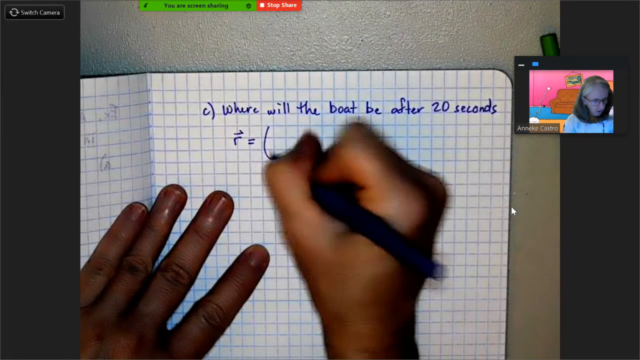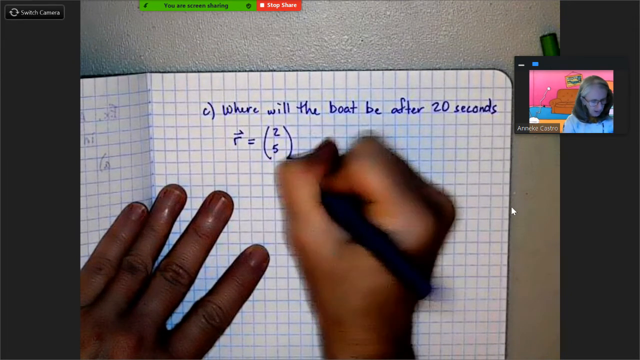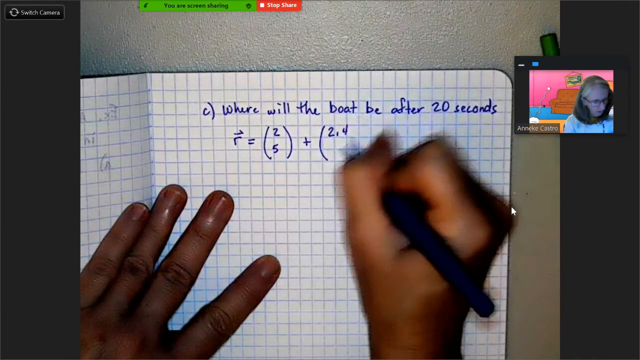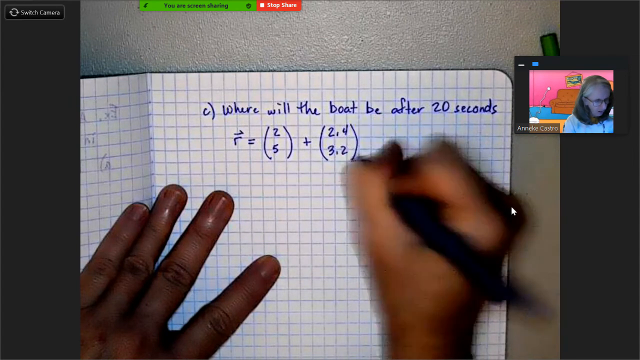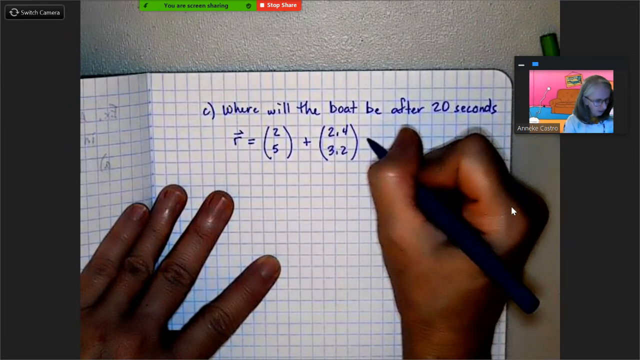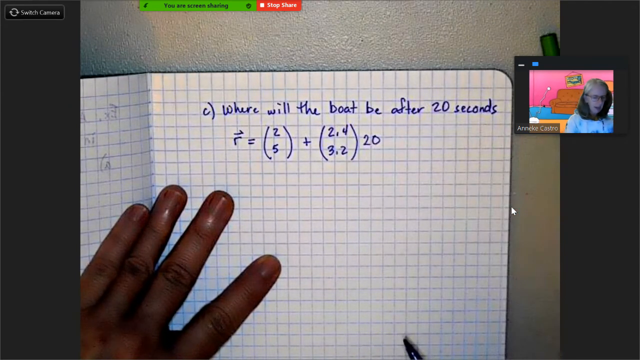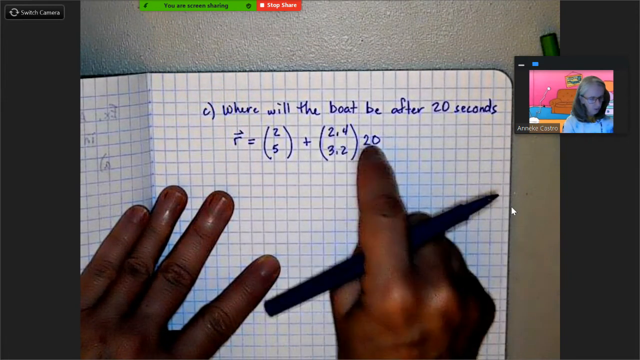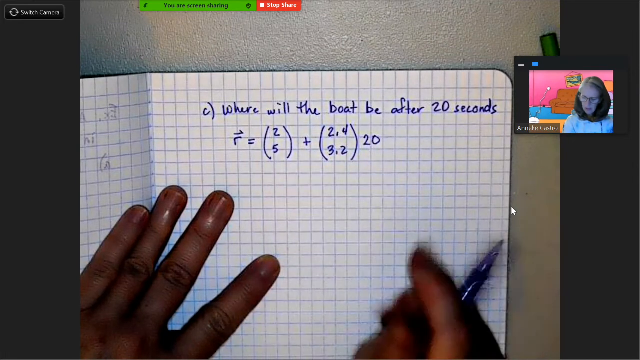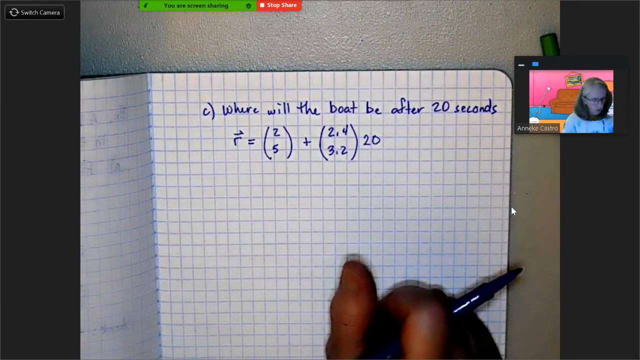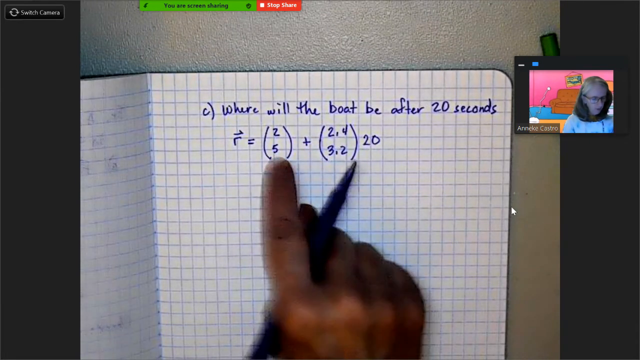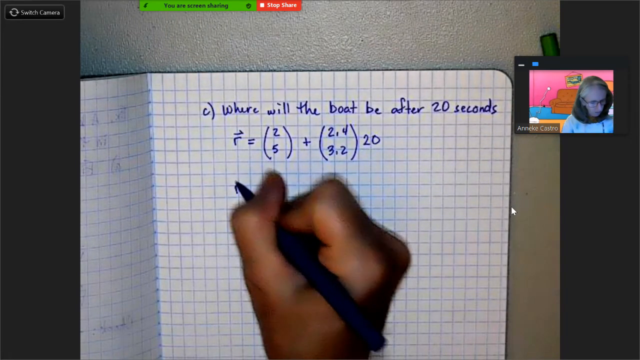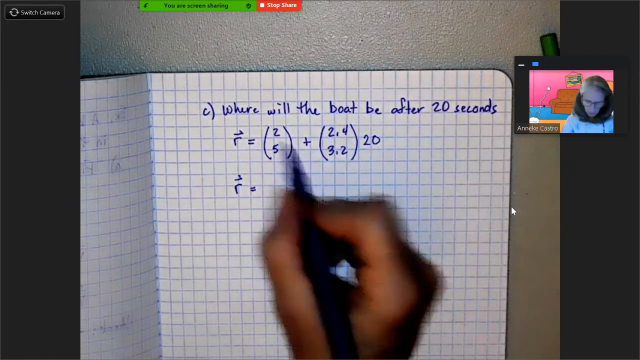So I had my starting position, and I have my velocity vector, 2.4, 3.2, and I'm going to multiply it by 20. Having the 20 on this side is the exact same thing as having the 20 on this side. You're just going to multiply both of these by 20 and then add them to this vector right here. So I have my starting position, and I want to know after 20 seconds, where is my boat going to end up?